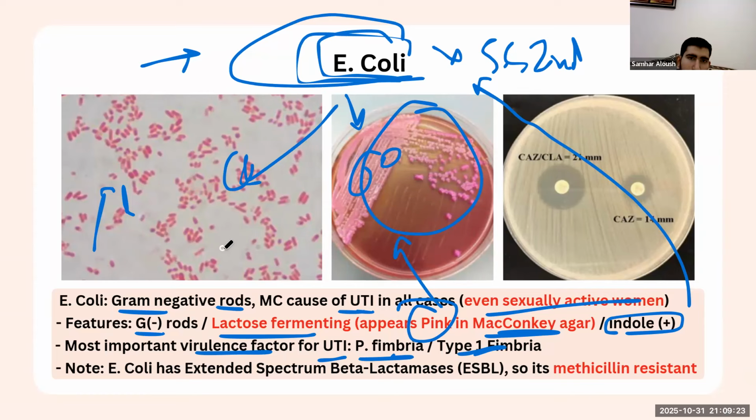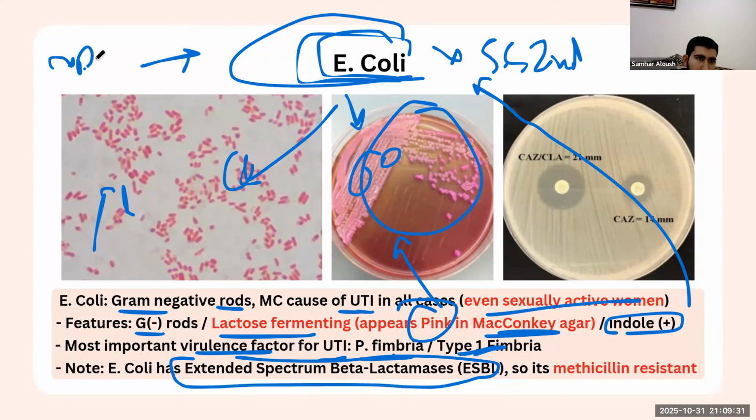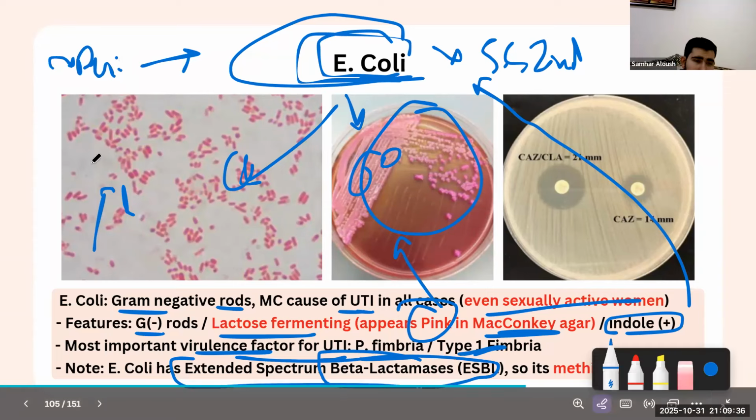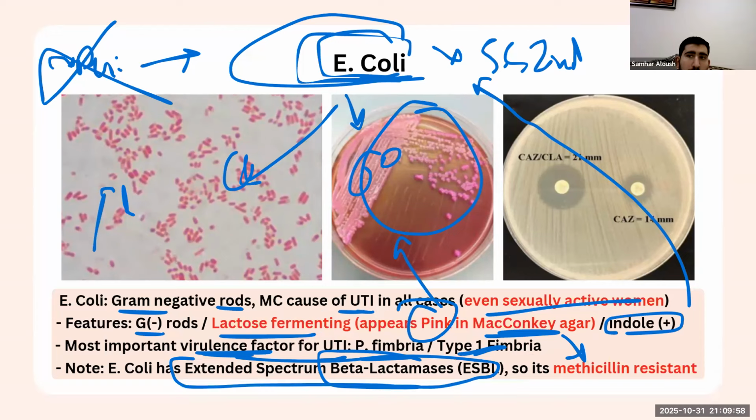Last important thing about E. coli: E. coli has something called extended spectrum beta-lactamases. When you treat a bacteria, you give a beta-lactam, which is penicillin, ceftriaxone, and so on. E. coli has a beta-lactamase, which is an enzyme that destroys beta-lactams. That's why E. coli is resistant to methicillin. That's what I want you to know. E. coli is resistant to methicillin because it has beta-lactamase, called extended spectrum beta-lactamase. However, it's not resistant to vancomycin because vancomycin is not a beta-lactam.